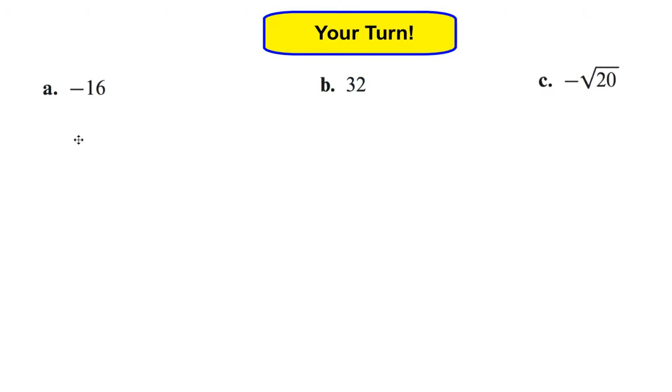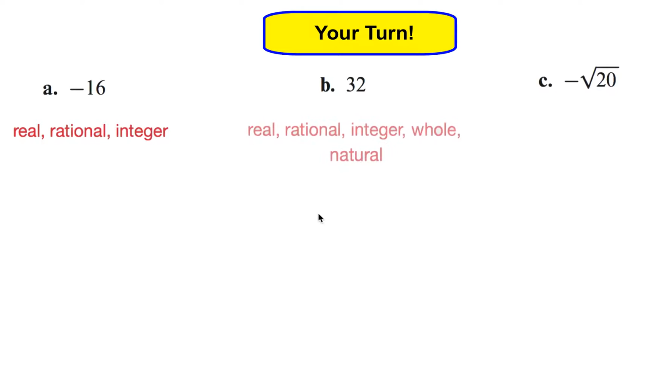Alrighty, hope you gave that a try. So letter A, -16, is real. It's rational. We can represent it as a fraction. It's also an integer. The number 32 is real. It's rational. It is an integer. It's a whole number, and it's a natural number. And then letter C, -√20. That one is a real number, and it's irrational.